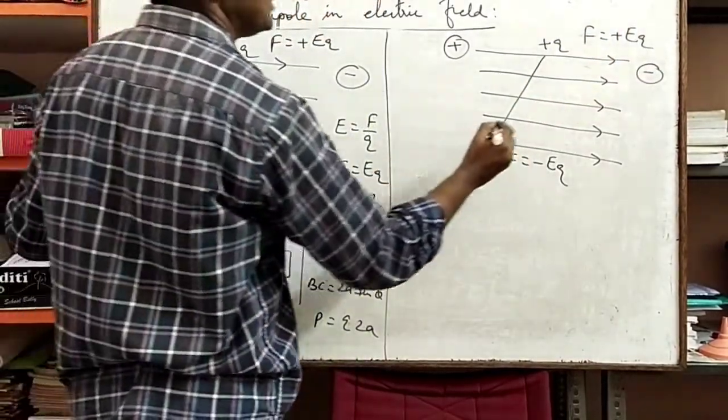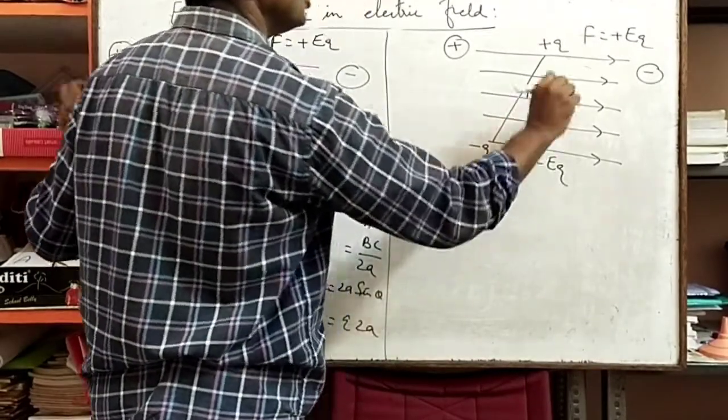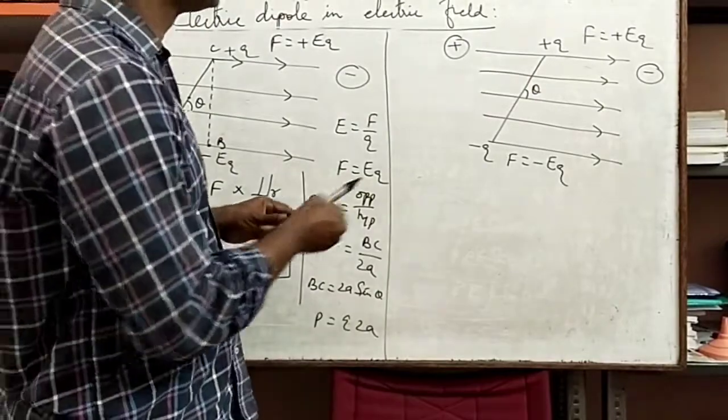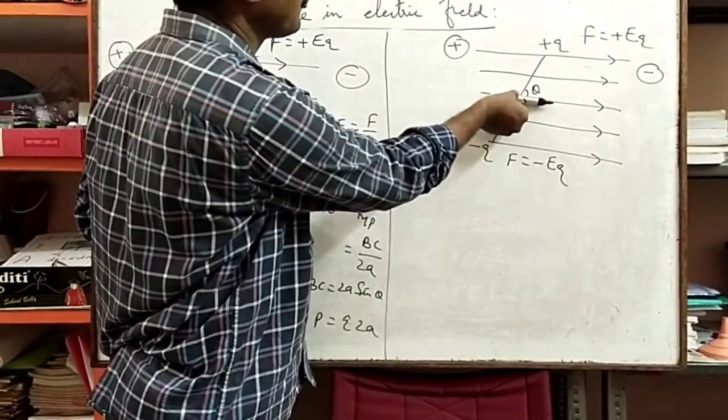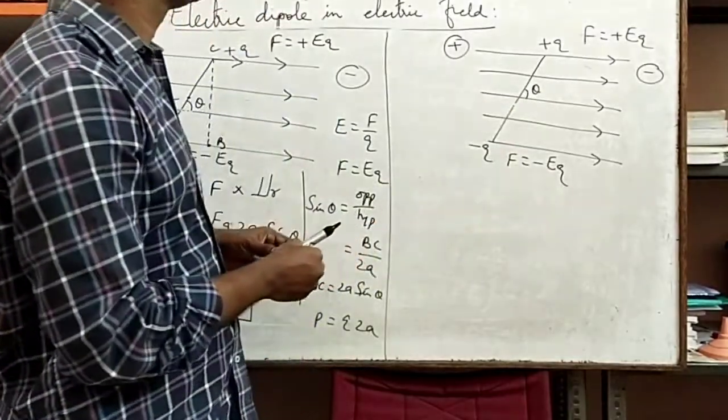Imagine this dipole is making an angle theta with the uniform electric field. This is the direction of the electric field, and this is the direction of the dipole. The angle between the two is theta.